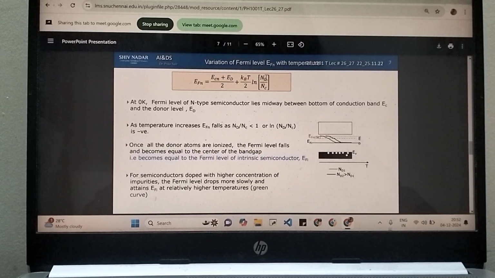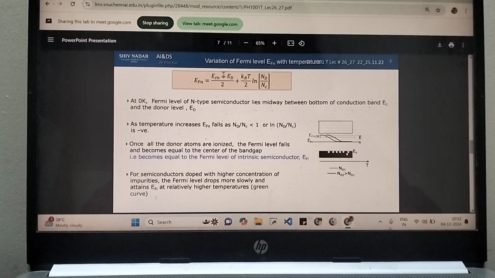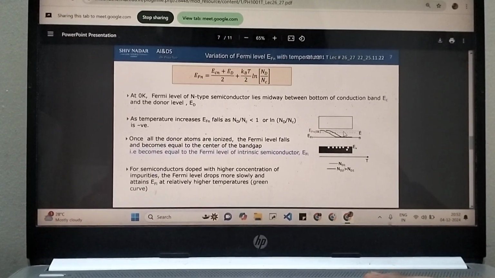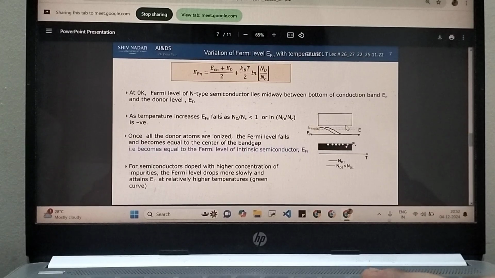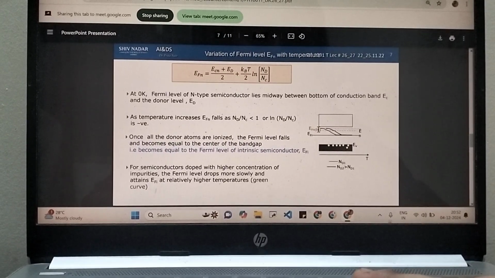So when this term decreases, this ln Nd by Nc is going to decrease. It will become less than 1. So the ln Nd by Nc term becomes negative. So EF will actually start decreasing. Initially it was halfway between EC and ED. It was this red line in the diagram you see.